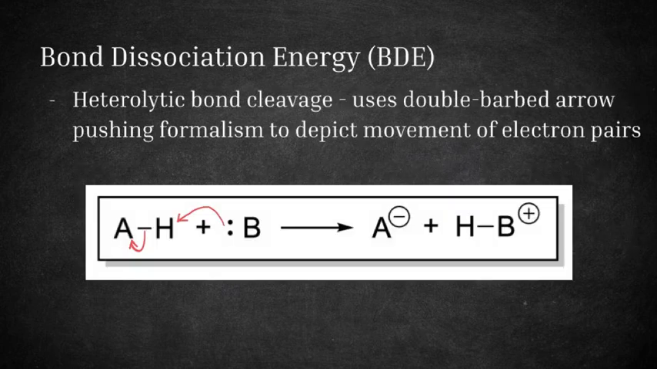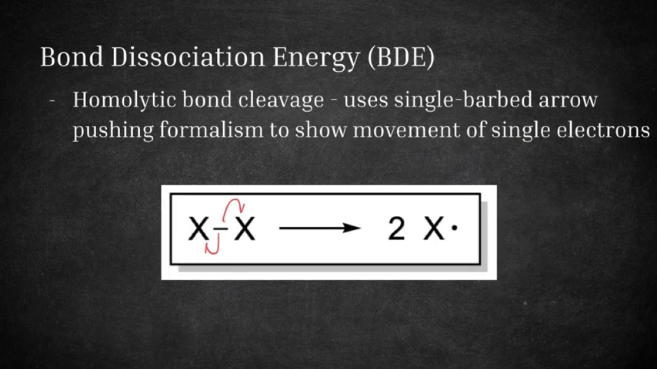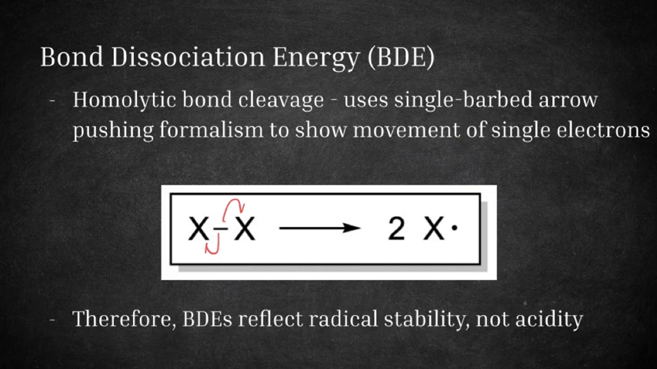Unlike heterolytic bond cleavage that uses double-barbed arrow pushing formalism to depict the movement of electron pairs, homolytic bond cleavage uses single-barbed arrow pushing to show the movement of single electrons. Therefore, we can conclude that bond dissociation energies reflect radical stability, not acidity.